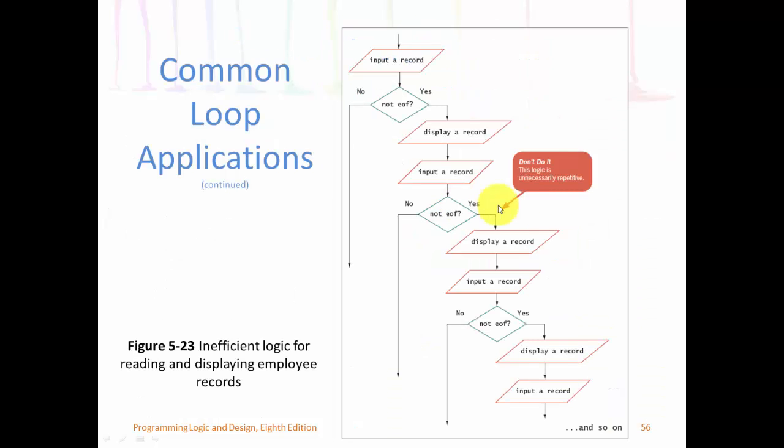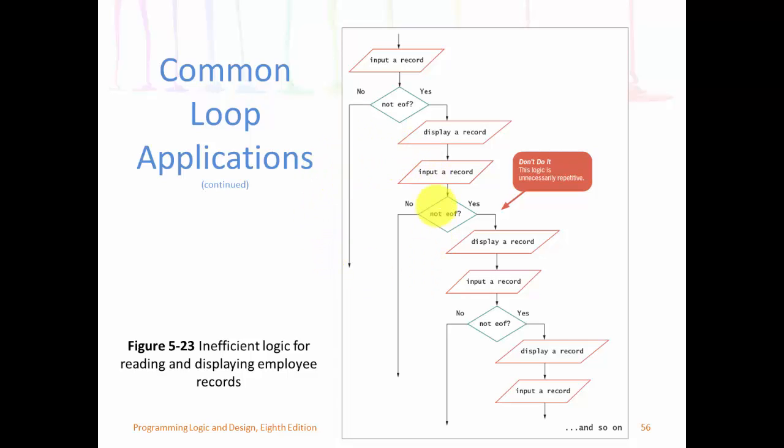Now this is a logic mistake which we make. When we are not at the end of a file, we display the record and we input the record. Not end of file, display a record, input record. We could do this as many times as possible, but it's not necessary to do all this repetitiousness, because you don't know how many records are in that file. So you could do this 5 times, but maybe there are 10 records in that file. Then you are eliminating 5 records of that file.